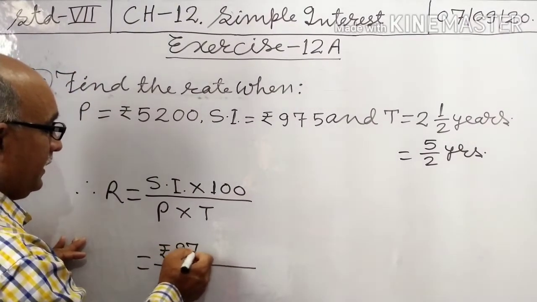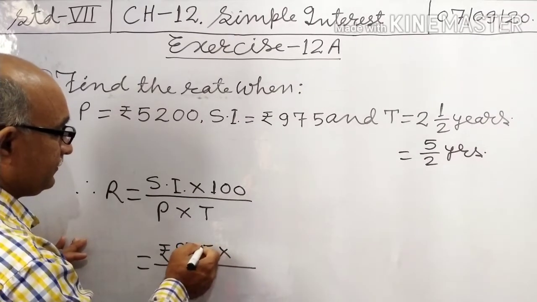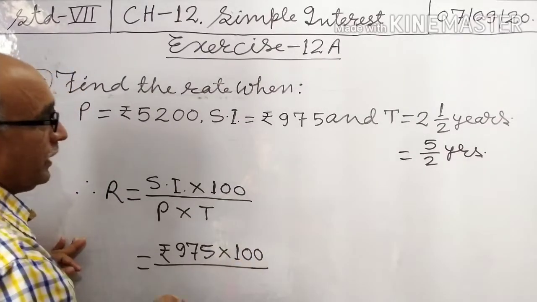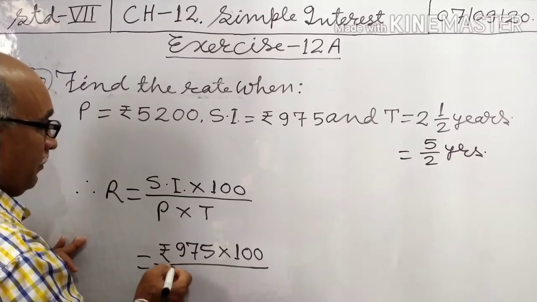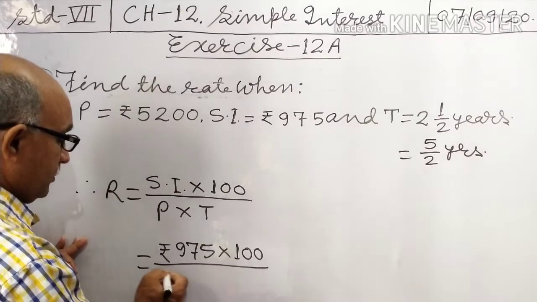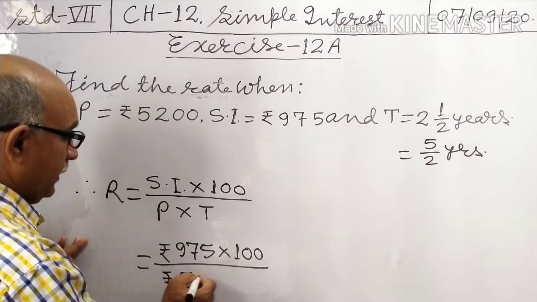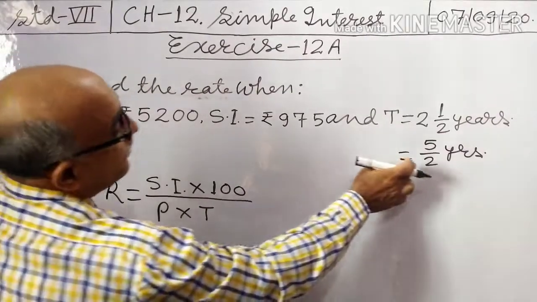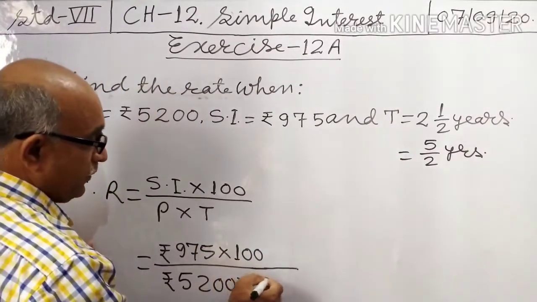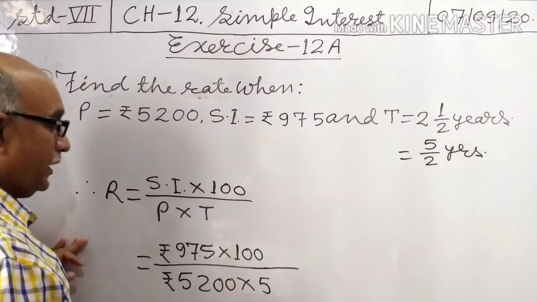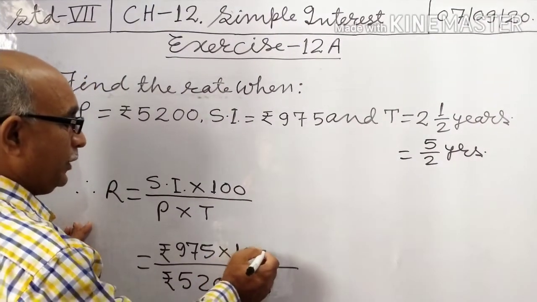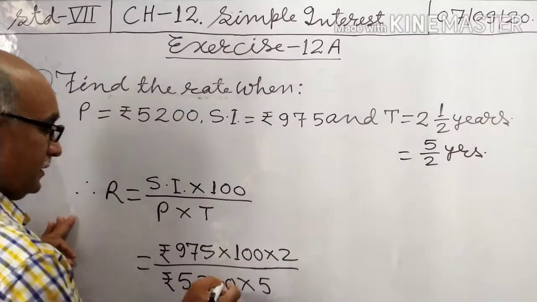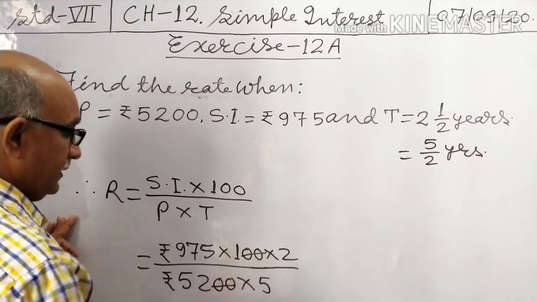R equals SI, rupees 975, into 100, by P, rupees 5,200, into time, 5 by 2 years. So 5 goes in the denominator and 2 is multiplied in the numerator. Now cancel the zeros.